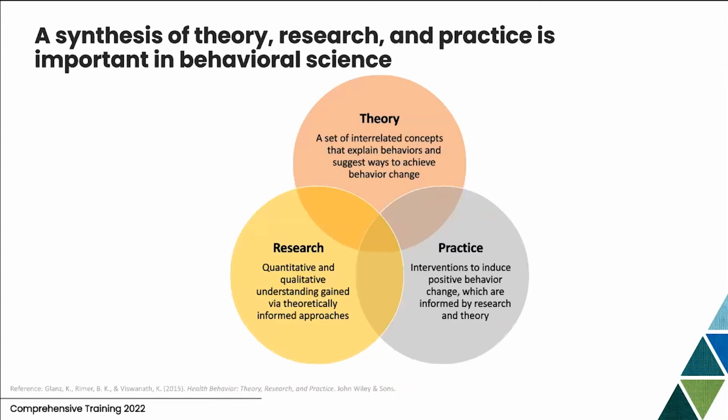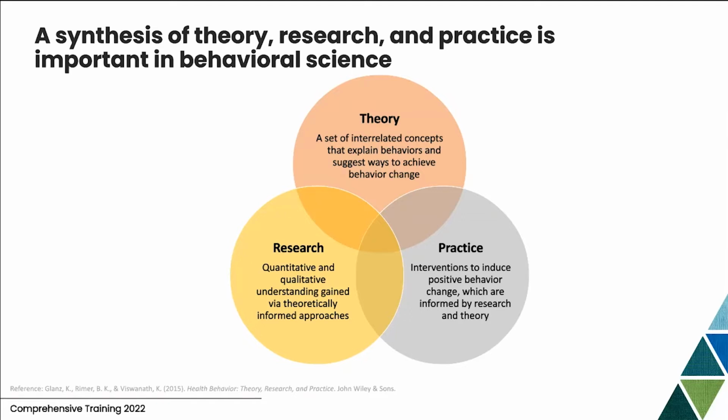All behavioral science really has a few fundamental components. A lot of it is theory-based, meaning that a theory is a set of interrelated concepts that explain behaviors and suggest ways to achieve behavior change. So there are many theories that exist in behavioral science, and I won't really go over them today, but there's a lot of reading you can do to get really familiar with some of the dominant theories that are present in behavioral science that help to guide our action.